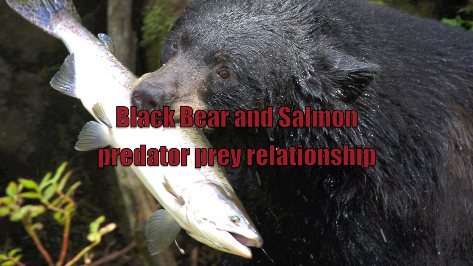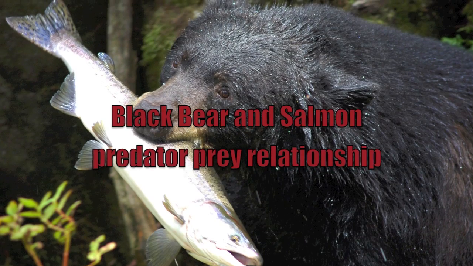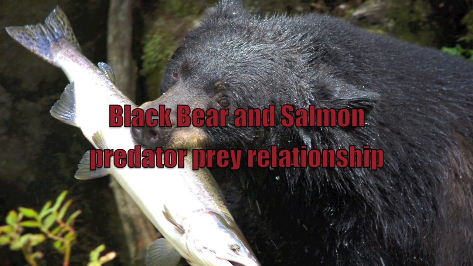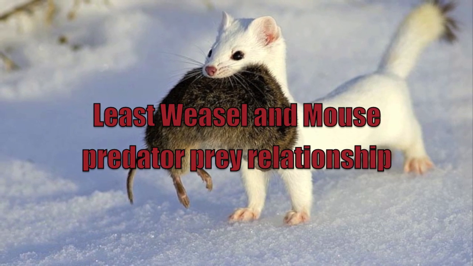One important predator-prey relationship is between the black bear and Atlantic salmon. With a large salmon population and not so large bear population, there is plenty of food for the bears.